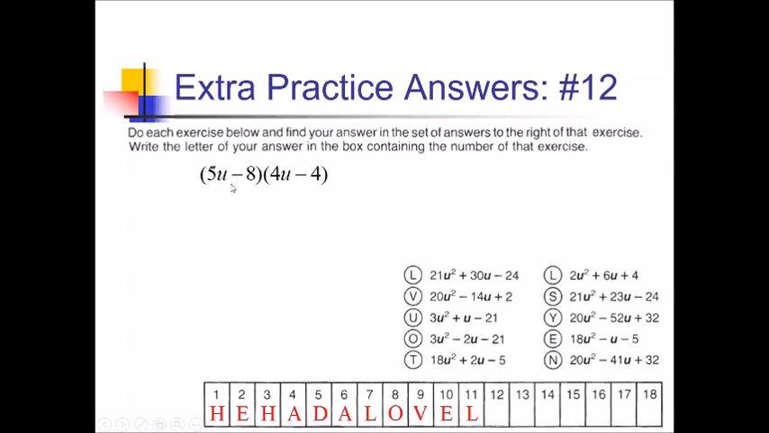Next up, we have 5u minus 8 times 4u minus 4. So some bigger numbers than we've been seeing in prior problems. 5u times 4u, or 20u actually, is 20u squared. I almost said the answer a little bit early. 5u times negative 4, that's negative 20u. Negative 8 times 4u, that's negative 32u. And then negative 8 times negative 4, that's a plus 32. So I have 20u squared, and in the middle, combining these u to the firsts, I've got a negative 52u, and then a plus 32. So that's going to be choice Y, and that's going under spot number 12 there.